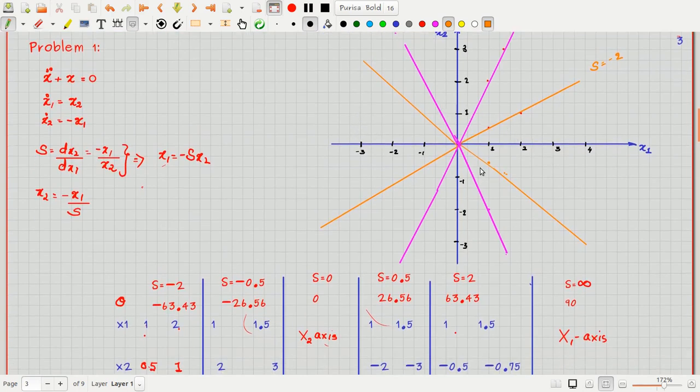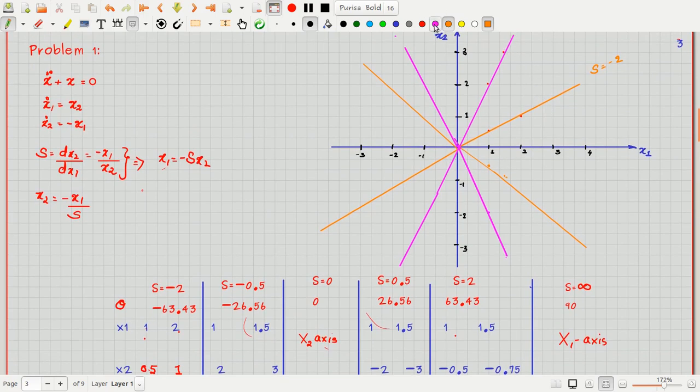So now I have drawn all these isoclines here. S is equal to minus 2 here. This is S is equal to minus 0.5 here. This is S is equal to 0 here. This line, the blue line, is S is equal to infinity. This line is S is equal to 2. This line is S is equal to 0.5, like that. So I have a lot of isoclines here. Now we will try to draw the trajectory. Your initial point, let it be given as 2.